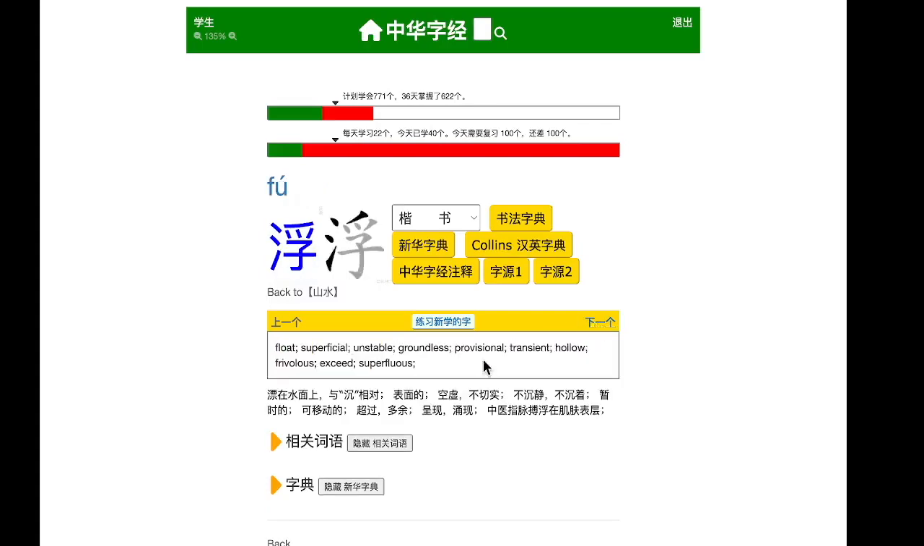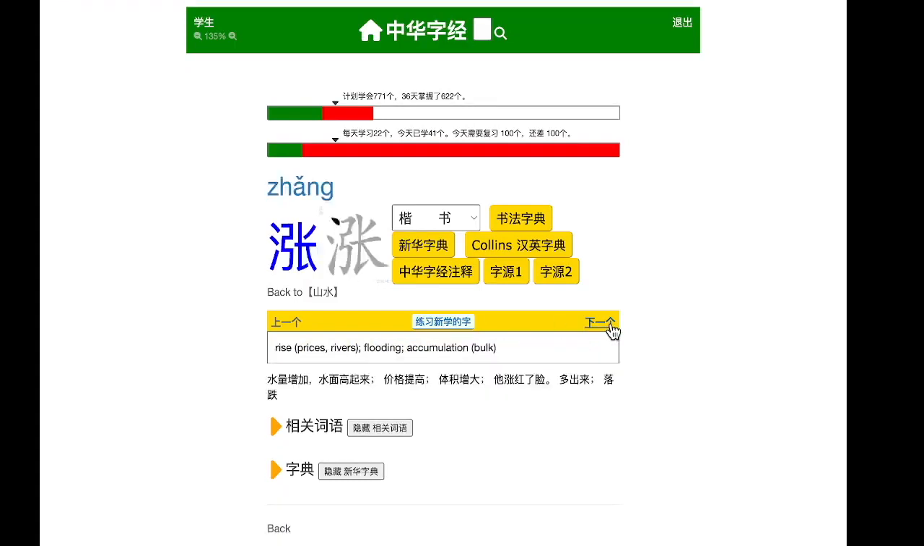Fu means to float on the water surface. And as an extension, it also means superficial or unstable, groundless, provisional, transient, hollow, frivolous, superfluous, or exceeding. Because it's something that is low density, hollow, doesn't have a root, it's just floating. That's how it gets all these other meanings.